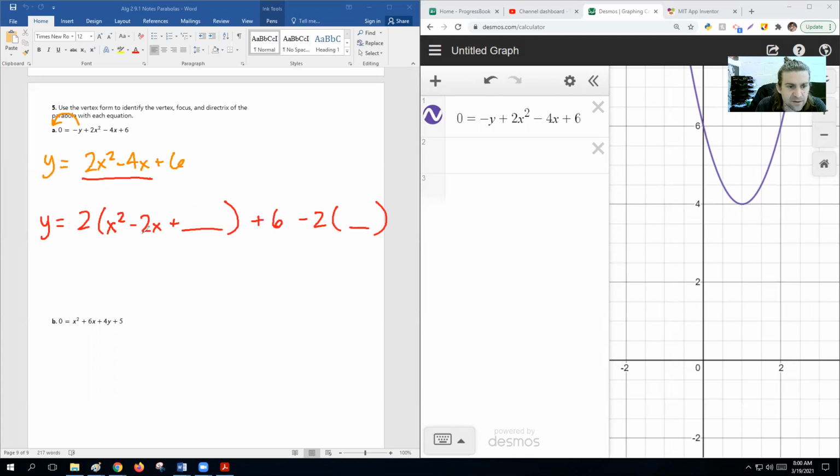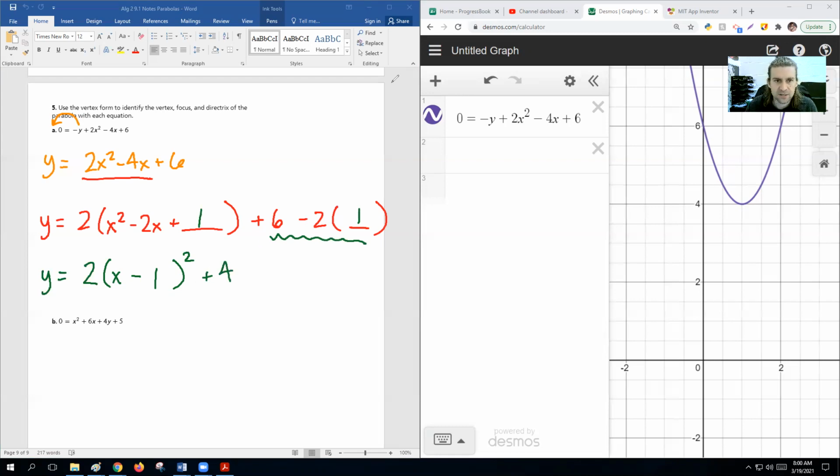So what goes in this blank? It's going to be this middle number cut in half, squared. -2 cut in half is -1. -1 squared is +1. So that's the number that goes in the blank. So we'd get y equals 2 times, the x goes down to x squared, the symbol stays the same, and then we take the middle number cut in half. So this becomes x minus 1 squared. And then over here, we figure out what's 6 minus 2 times 1. 6 minus 2 is 4.